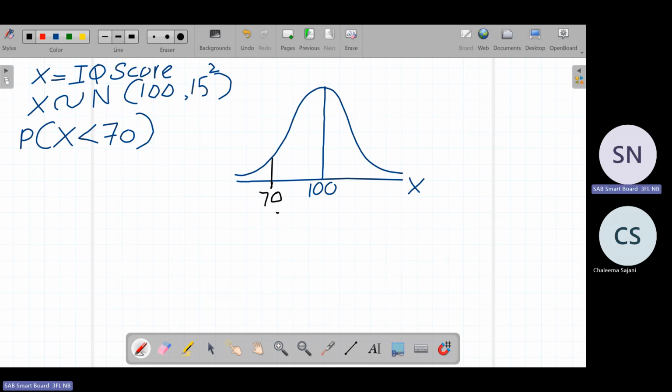Then left hand side, where? Less than 70. Which side? Then this is the probability of the IQ score being less than 70. Here, probability represents the area. Then here we need to say which area represents x less than 70.